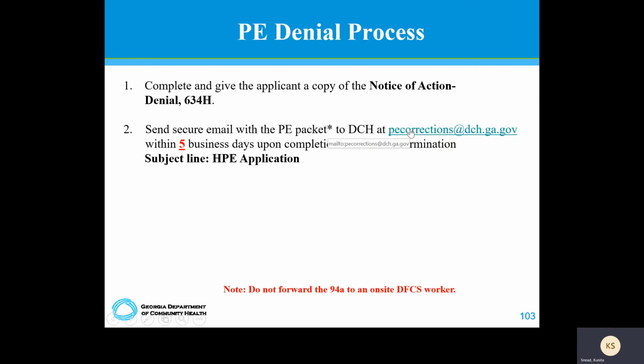And for the denial person, you're going to give them the 634H. And once you see, you will have the opportunity, if you're able to put them into GAMIS, to print them out a certificate of denial. So if you want to print that out and give that to them, you can do that as well.